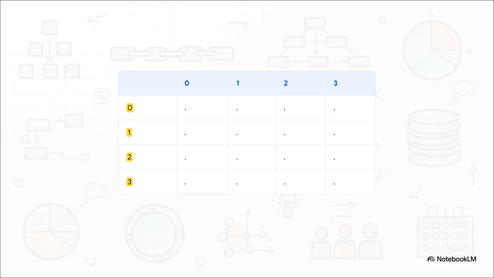It's basically an array of arrays. This creates a grid, just like a table. So here we've made an 8 by 8 grid, and we filled every single spot with a dot to represent empty water. Okay, now let's place a ship.